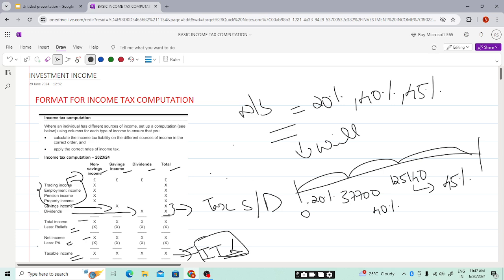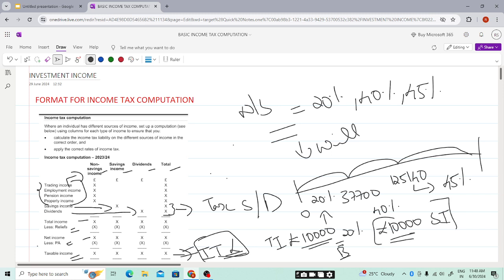Now take an example that an individual has non-saving income of 10,000 pounds. It will be taxed at 20% as he is in the basic rate band only. The amount is within the basic rate limit only. This is taxable income. Now the individual has a further 10,000 pounds of saving income. So this 10,000 pounds will be in the basic rate band only.